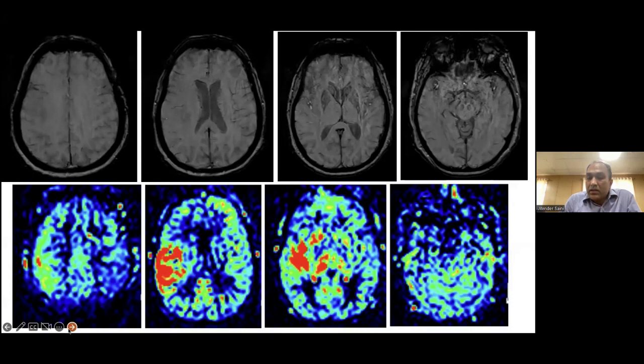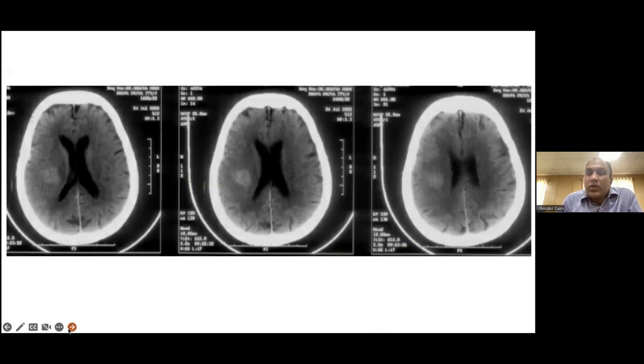So this differentiation is important. For example, in this particular case, we got a clue from the CT scan. So it's not that an MRI will always give you an answer. Sometimes CT scans can also give you a clue. I'll give you some examples of that.